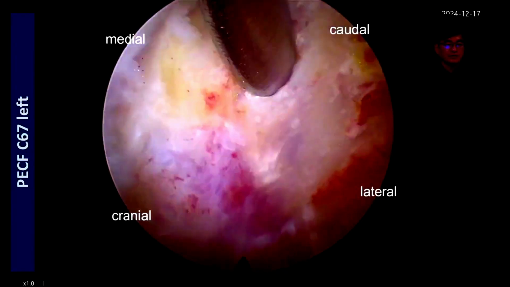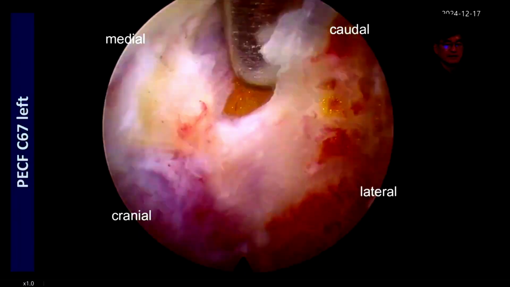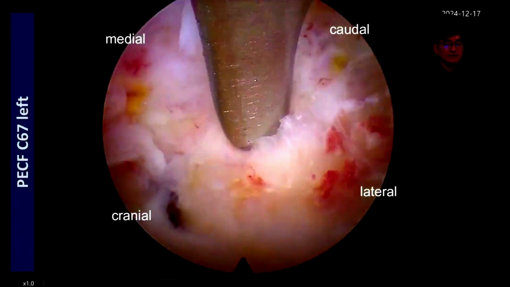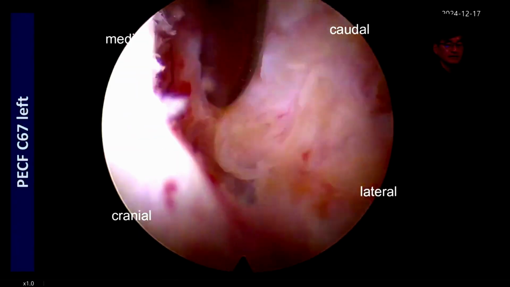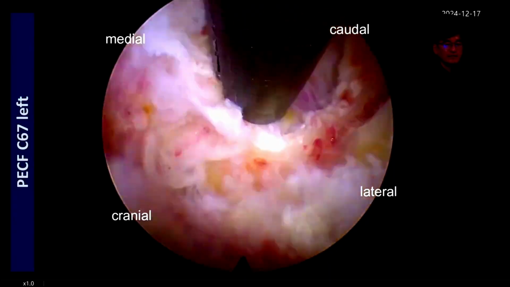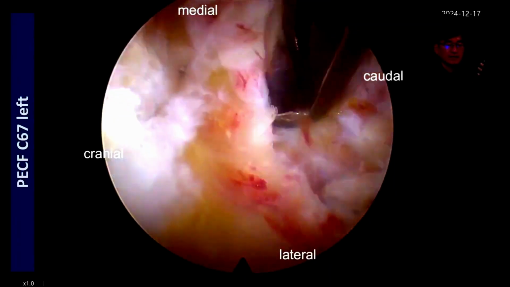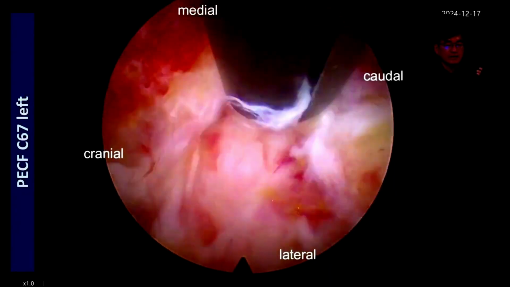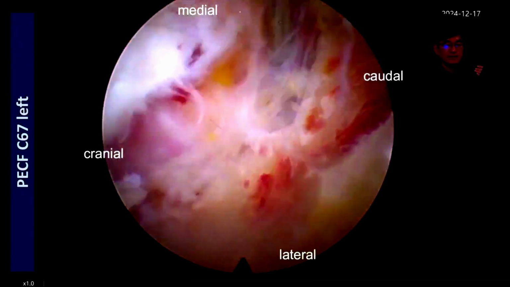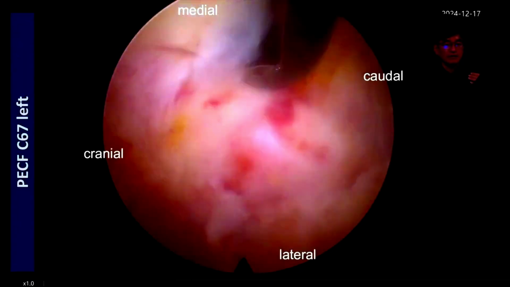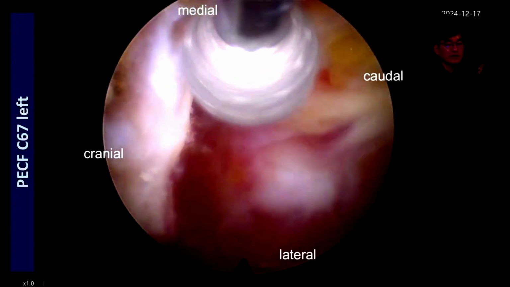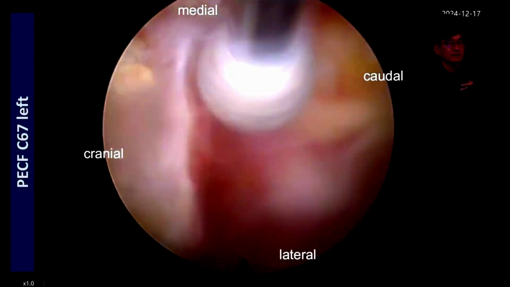So how much decompression to cranial to caudal? So I love to identify the pedicle, right? From the medial to lateral, yes, we can measure preoperatively 7 mm from the lateral border of the cervical myelum. How much to cranial caudal? That is simple, pedicle to pedicle, right?